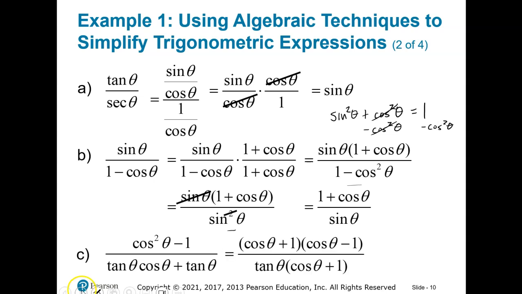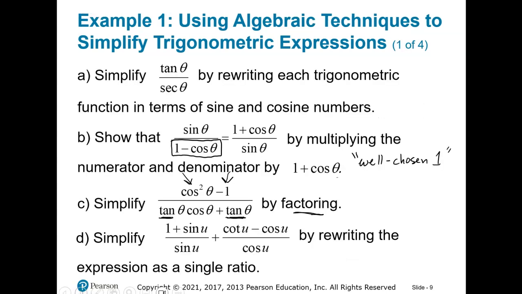All right, so the top is the difference of squares, so that's going to be cosine plus 1, cosine minus 1. The bottom, I pull out that tangent that's common, and I have a cosine plus 1. So notice the cosine plus 1s are going to cancel, and that's going to leave me with just cosine theta minus 1 over tangent.